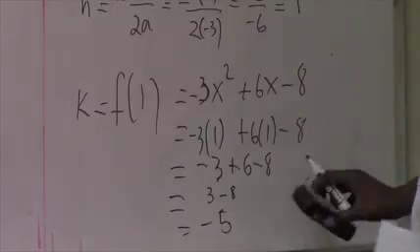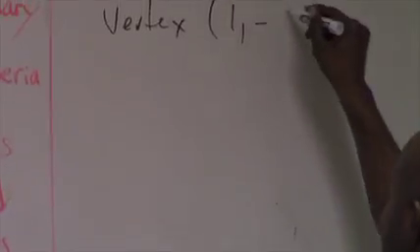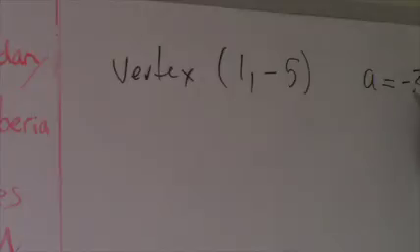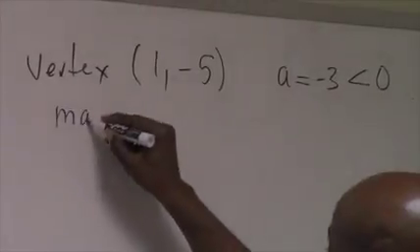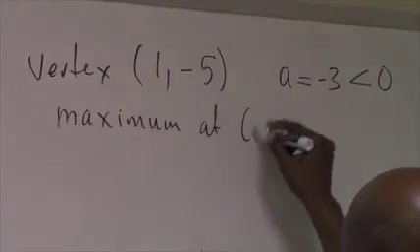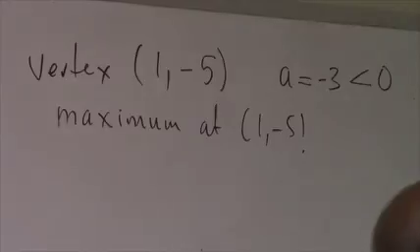So basically, for my vertex, the x value was 1, and my y value was negative 5. And because a was equal to negative 3, and negative 3 is less than 0, this graph has a maximum at 1 comma negative 5, the vertex.